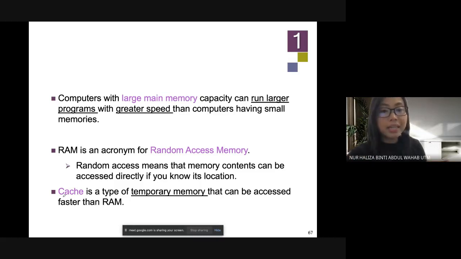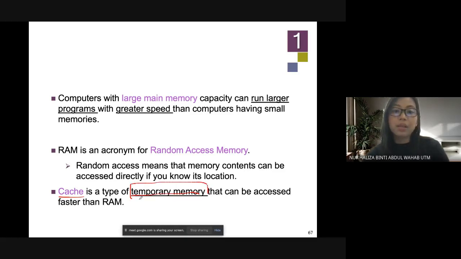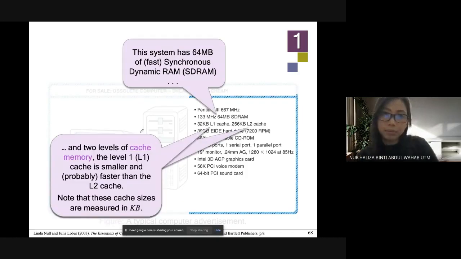And then on the cache, you need to know that it is a type of temporary memory. Sometimes there is a lot of cache in your memory system, so it will also burden your RAM. So this is an example of an advertisement also. It's stated that there is a level 1 and level 2. Note that these sizes are all measured in kilobytes.